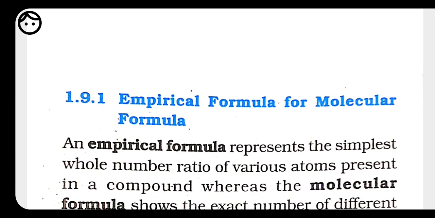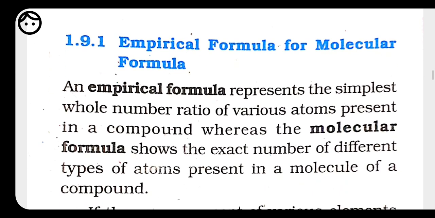First, the empirical formula is the simplest whole number ratio of the various atoms present in a compound. Like here we can take an example: glucose. What is the formula of glucose? That is C6H12O6. It means 6 carbon, 12 hydrogen and 6 oxygen atoms are present.